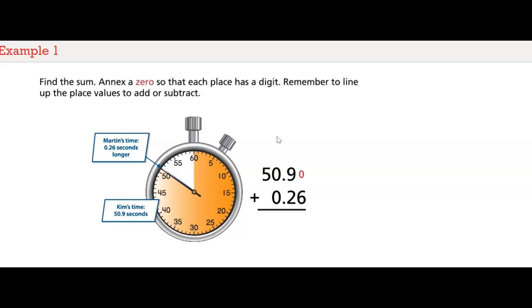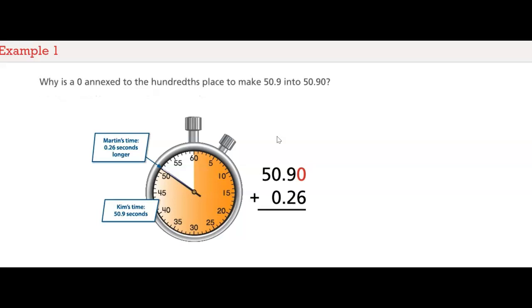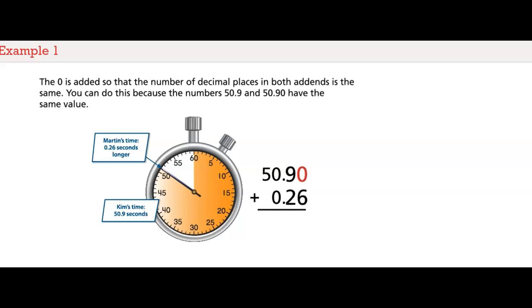Find the sum. Annex a zero so that each place has a digit. Remember to line up the place values to add or subtract. Always be precise when working with decimals. Why is a zero annexed to the hundredths place to make 50 and 9/10 into 50 and 90 hundredths? The zero is added so that the number of decimal places in both addends is the same. You can do this because the numbers 50 and 9/10 and 50 and 90 hundredths have the same value.